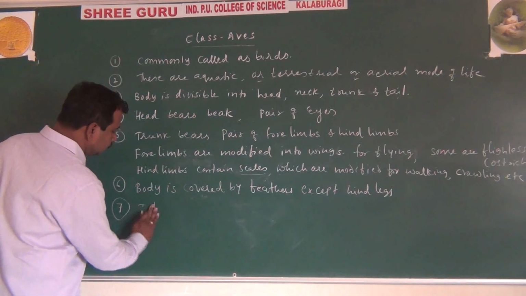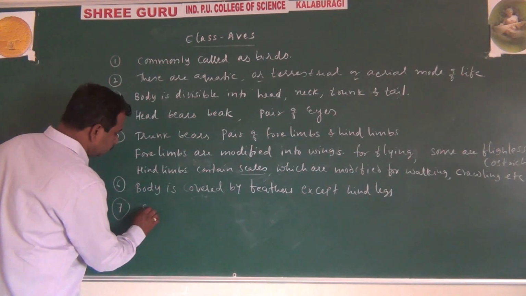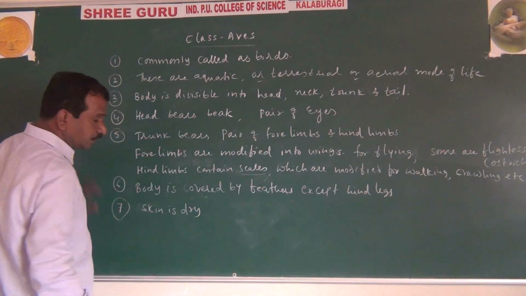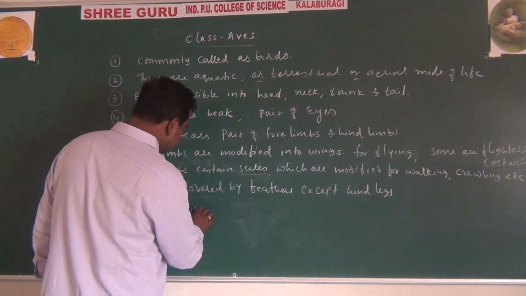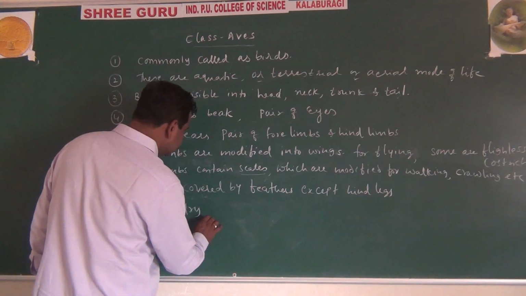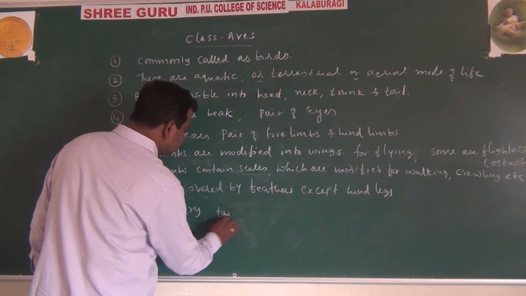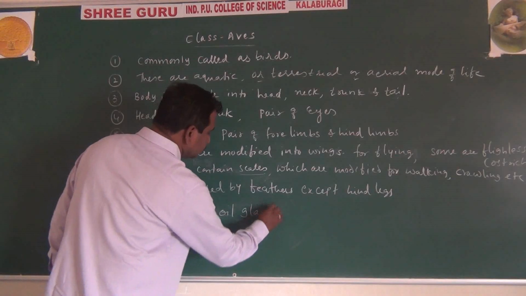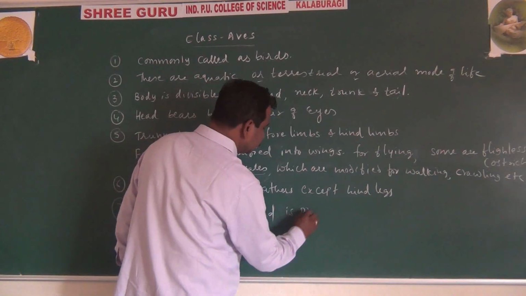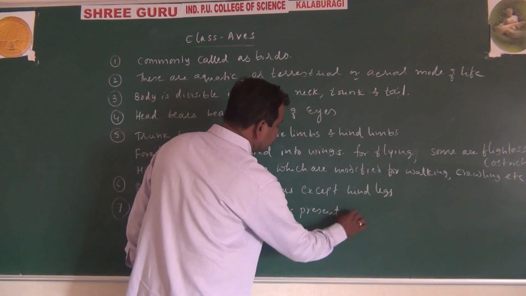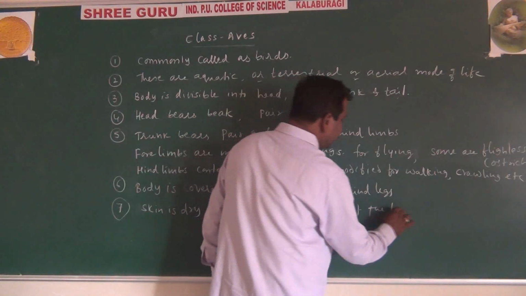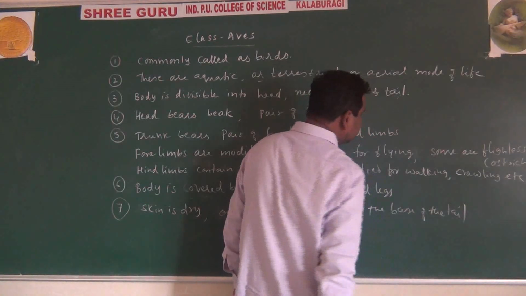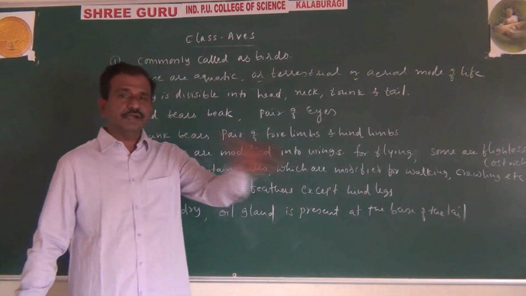Now look at the tail. Skin is dry. Common. Oil gland is present at the base of the tail. The tail is short here, it is not elongated.